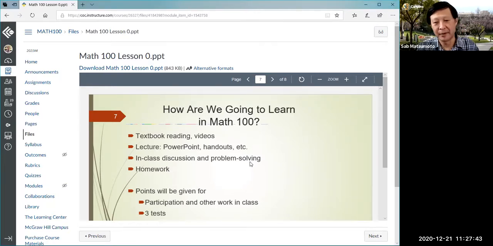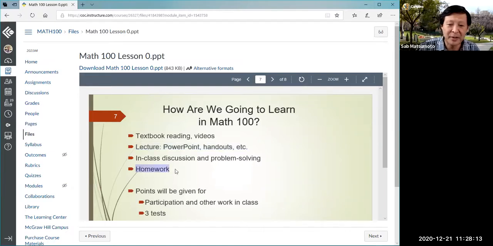How are we going to learn in Math 100? Okay, so the textbook is free, and you should be reading the book, and then you should watch the videos, and then the lecture, PowerPoint handouts, and so on. But really, most of all, pay close attention to your lecture, whether it's face-to-face or on PowerPoint or on your videos. Right? Lecture videos are like attending classes. And then make sure you do your homework.